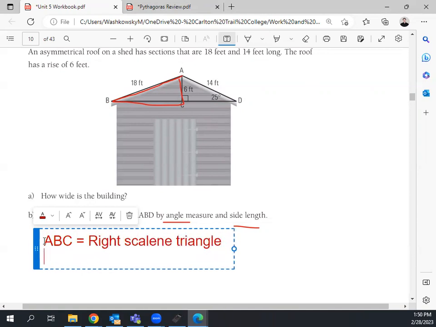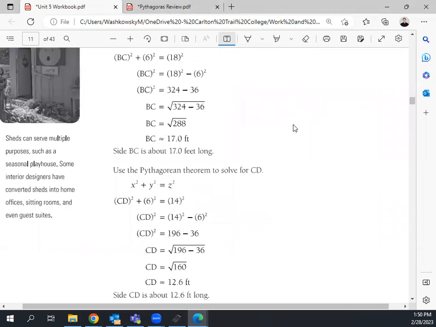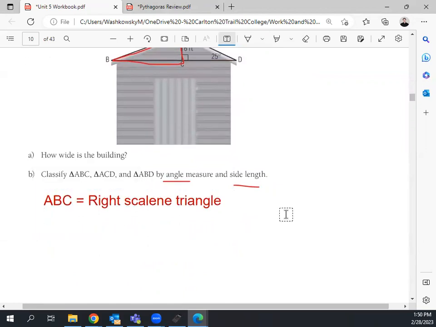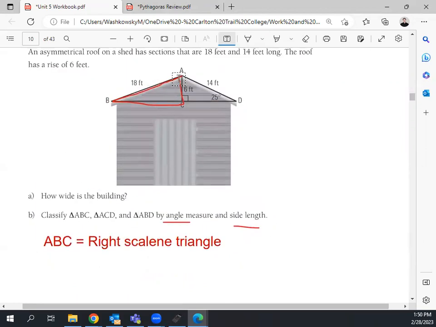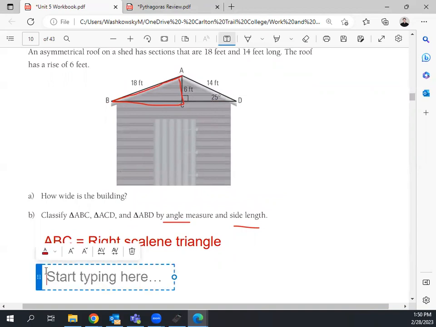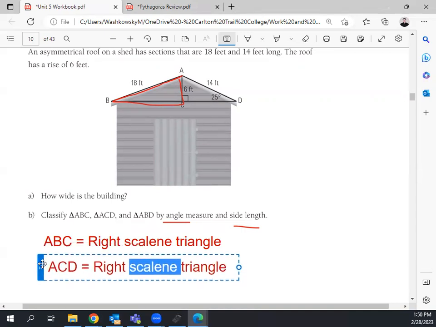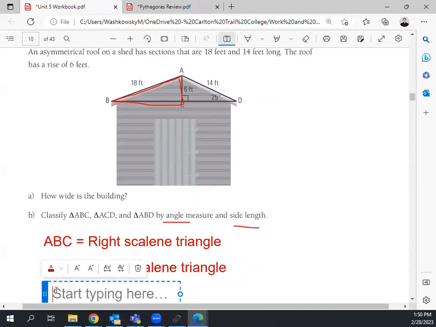That's all you have to do. I know in this solution it asks for more complicated stuff, but you can draw everything else out just from that information. It wants to know triangle ACD. That's that right triangle there. Same thing, ACD is also a right scaling triangle. And then triangle ABD, that's the whole thing. Yeah, so ABD, it's an obtuse scaling triangle.